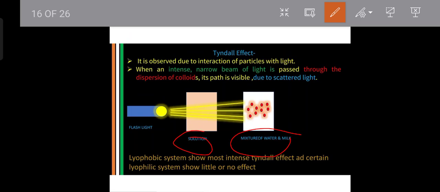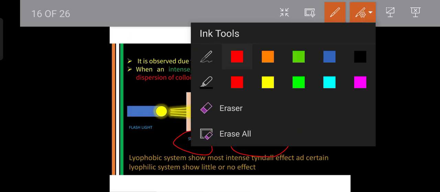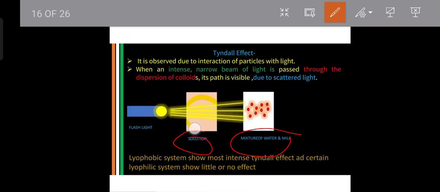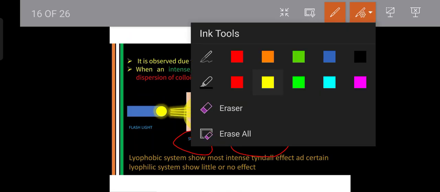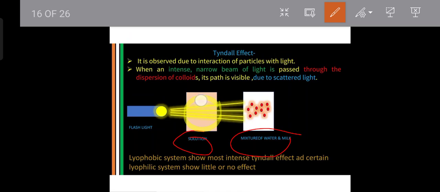But in a solution, when the light passes through, it comes in a straight line. Straight line means no scattering of light occurs. But when the light beam comes into a mixture of water and milk, which is also a kind of colloidal dispersion, due to the presence of the small dispersed phase, light is scattered. Due to the scattering, the light path is visible. That is the difference.